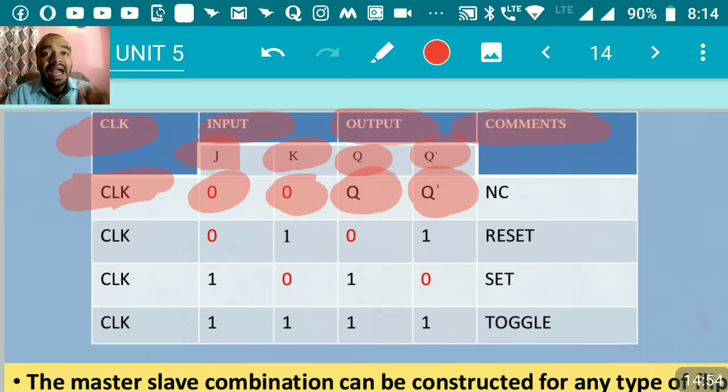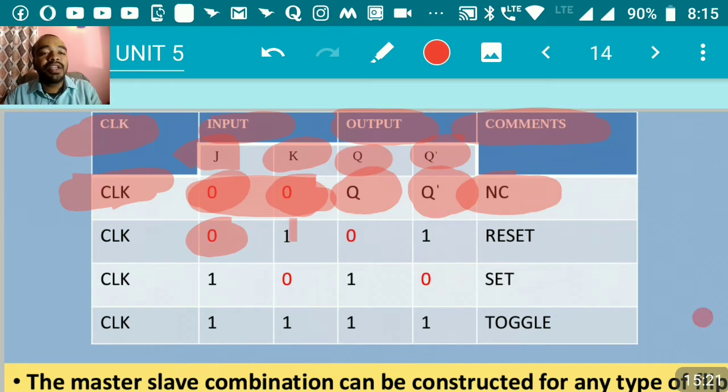And one more sentence that I'm going to add here: slave follows master. Simple. So slave follows master, and both the master flip-flop and slave flip-flop are going to get into no change state because you have not made any changes in the input. That is the answer.